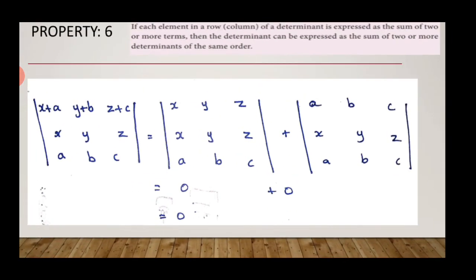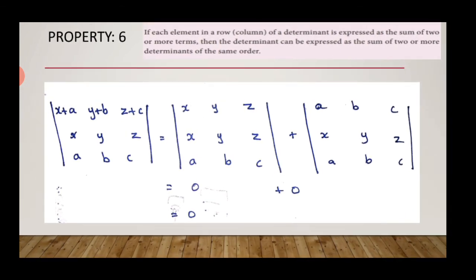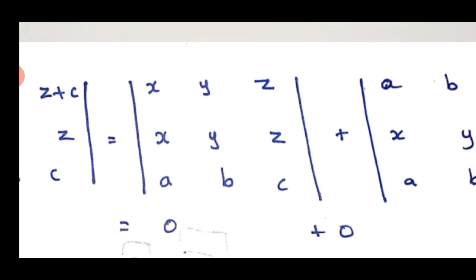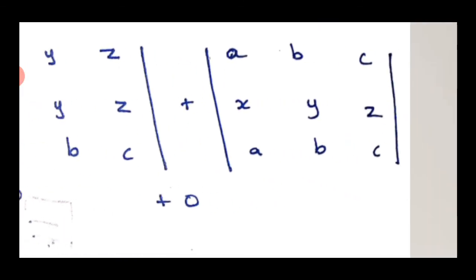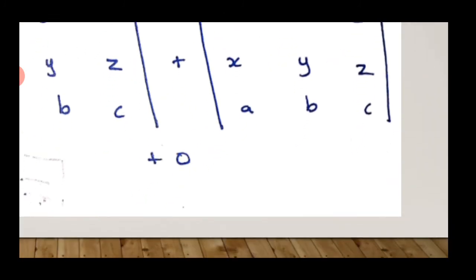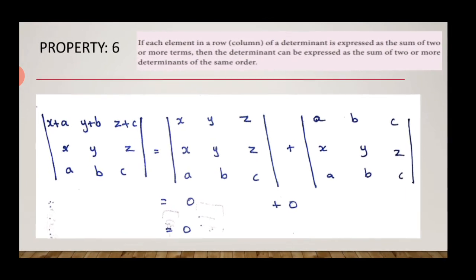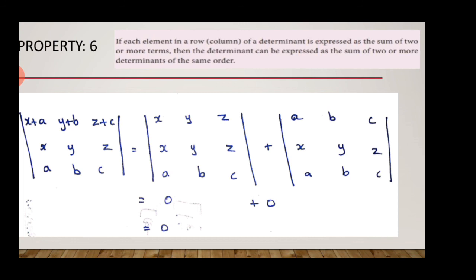Hope you understand that. So this is property number 6, and here I have made the answer 0. Why? In the first expanded determinant you can see the first row and second row are looking the same, identical, so 0. And in this one you can see the first row and third row are identical, so also the answer is 0. So 0 plus 0, 0. So how do you do this? If any row has two terms, then keep the first terms and form one determinant, and keep the second terms and form one determinant.